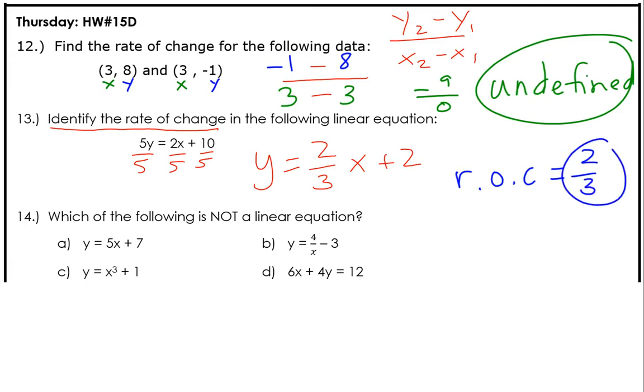Number 14, which of the following is not a linear equation? Remember what we were looking for? No powers, no variables in the denominator, no products of variables. So it looks like we have 2 here. These are both nonlinear.